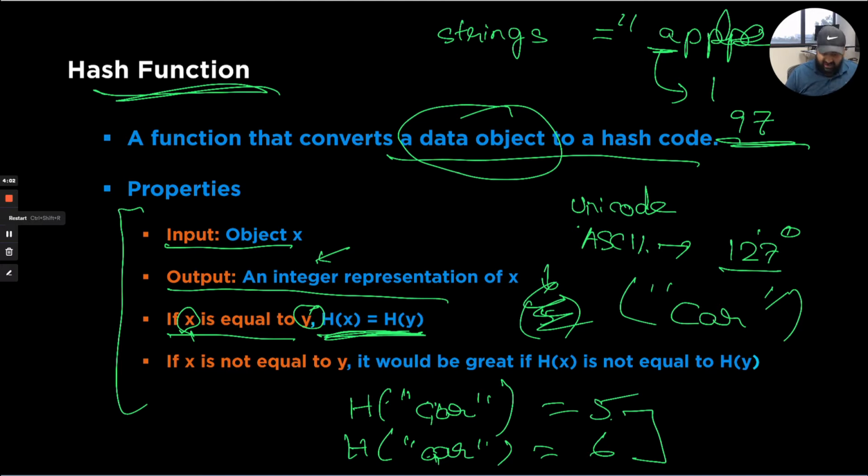The last property is that if X is not equal to Y, then we anticipate that H(X) and H(Y) are not equal to each other, but they can actually be equal. If I pass in H of car and H of cart, we want these 2 numbers to be different, like 5 and 6, hopefully. That's a characteristic of a good hash function. But if they are equal, say both are 5, then it's perfectly fine. That's absolutely allowed. We want it, but it's not required.